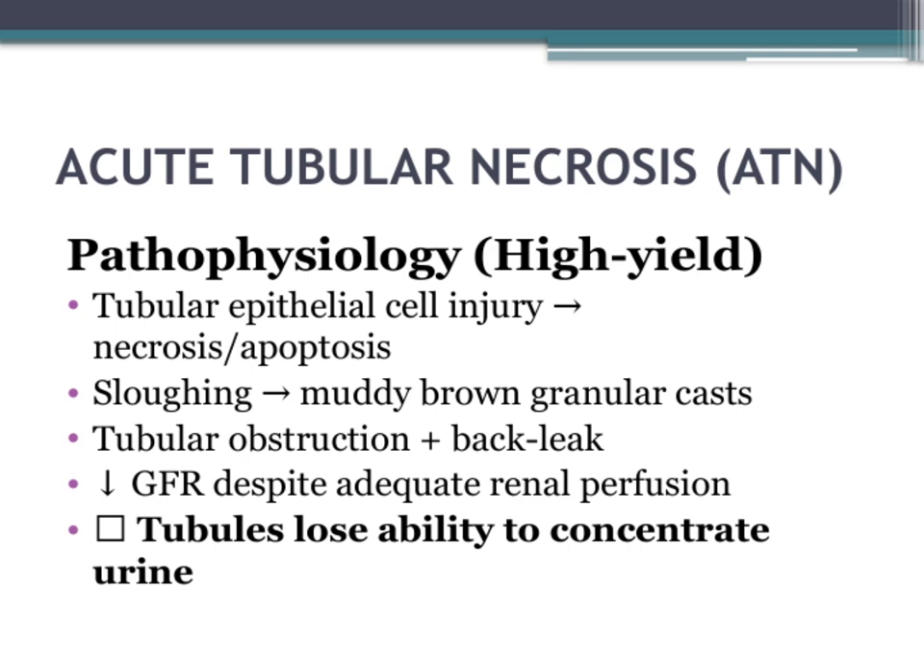This loss of concentrating ability contributes to the clinical picture of ATN, with issues like diluted urine and potential volume disturbances. Overall, understanding this sequence, from cell injury to impaired filtration and concentration, helps us grasp why ATN can cause significant kidney dysfunction, but also why some of these processes are reversible if we intervene early.